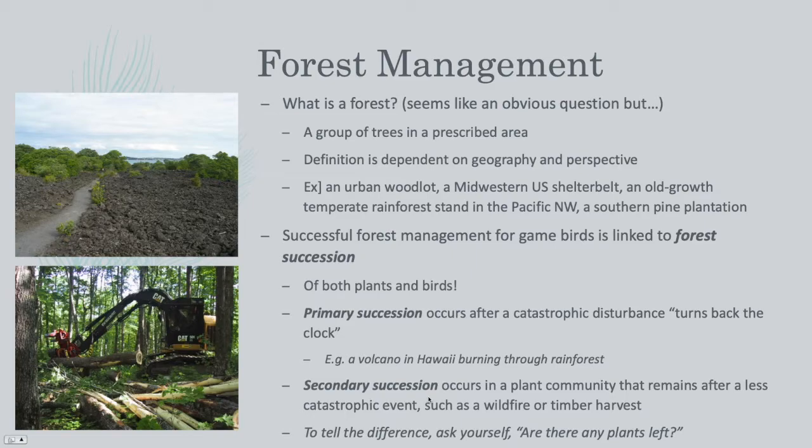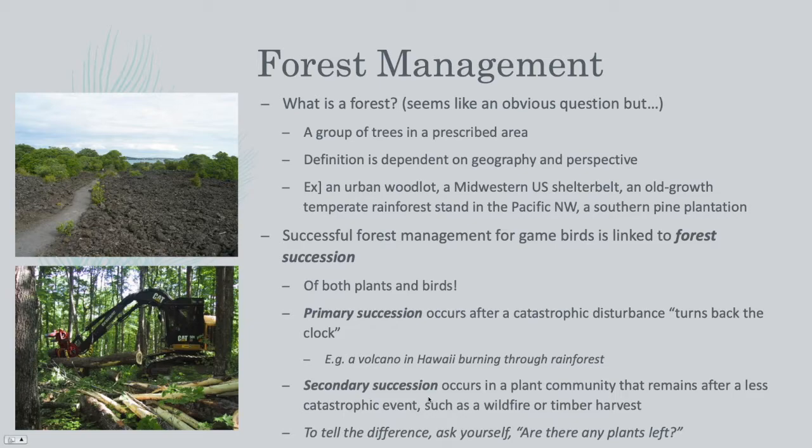in Hawaii. So you can see that it's sort of bare soil and rock. And then you do have some scattered plants now that are sort of starting to grow up a little bit. So this is primary succession. This volcano completely obliterated the entire plant community. It burned through that rainforest, right?